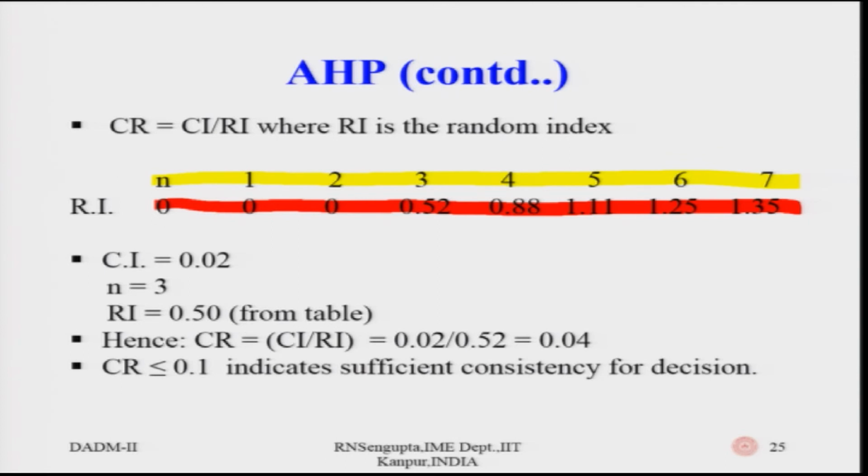The value of CI comes out to be, as already calculated, 0.03, and n was 3 because there were 3 criteria. From the table you can find it is 0.52, consider 0.5, and the CR value comes out to be 0.04. As the consistency ratio is less than 0.1, it indicates sufficient consistency of the decision, such that you are certain the decision maker has some semblance of logic.